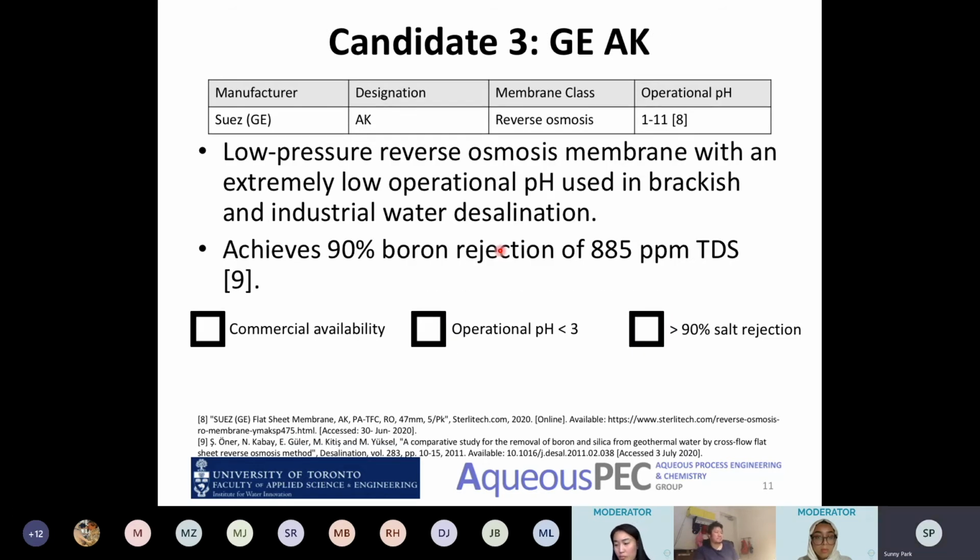The next candidate we are looking at is the GEAK, which is another low-pressure reverse osmosis membrane. This membrane was specifically chosen for its exceptionally low operational pH, which immediately meets the second criteria point. It also demonstrates the salt rejection ability, and as GE is a major manufacturer of membranes, it is commercially available. So, as it meets the criteria, once again, can be selected as a final candidate.